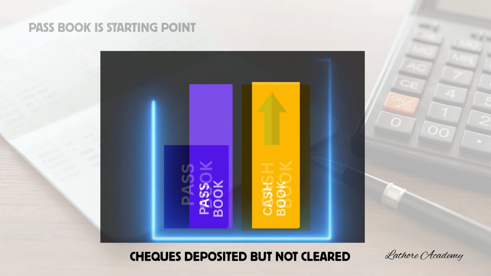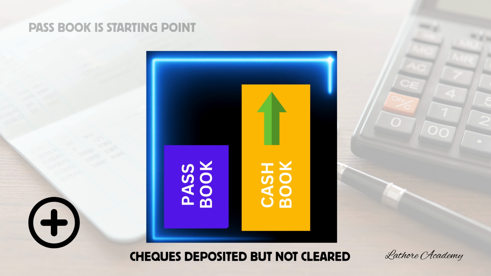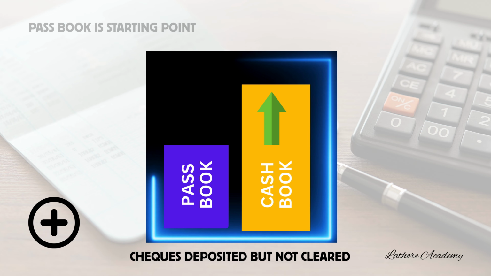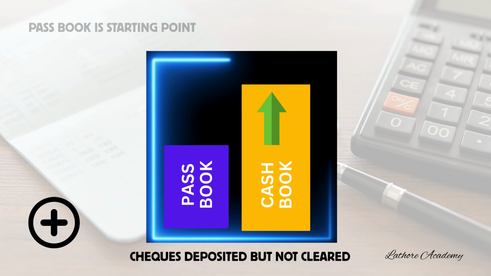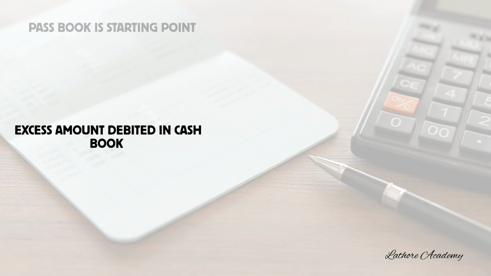You have recorded this deposit in your cash book immediately upon deposit, but the bank hasn't processed it yet, isn't it? So the passbook balance is lower. So we are adding the deposit to match your cash book balance. Moving on to the next transaction, excess amount debited in the cash book.